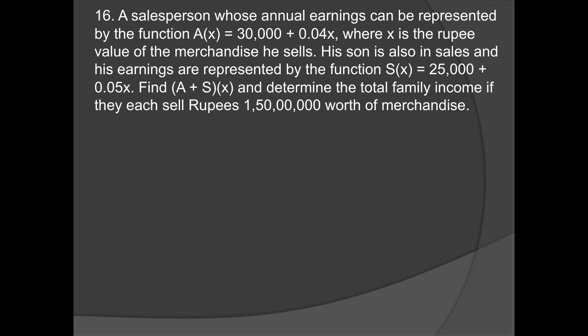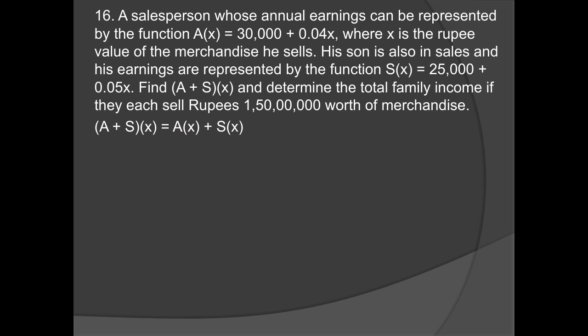Sum number 16. A salesperson whose annual earning is given. So this is the annual earning of the person, and secondly, this is the annual earning of the son, S of X. Okay, so based on that, X is the rupee value of merchandise he sells. So first we have to find the total family income. Total family income is also given, A plus S into X, so A plus S into X can be taken as A of X plus S of X.